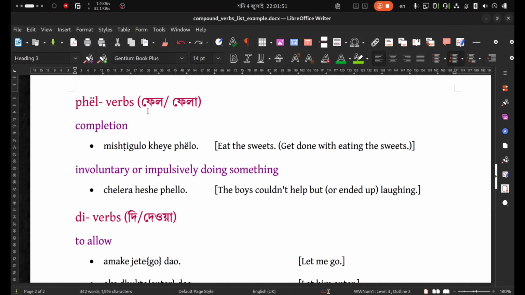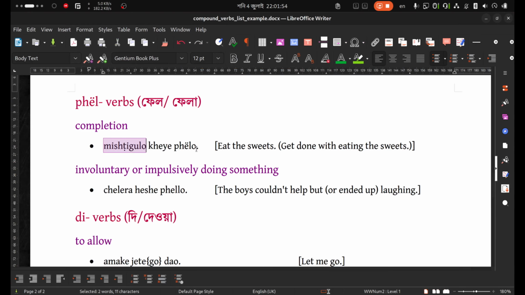Okay, and Greyhead, would you like to read these sentences? Yeah, okay, sure. Mishti gulo kheye phelo, meaning eat the sweets, or get done with eating the sweets. So you have to complete the job. Actually, the focus is on completion. Yes, then the next sentence is Chhelera hashe phelo, meaning the boys couldn't help but ended up laughing.